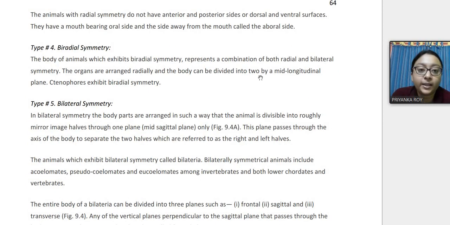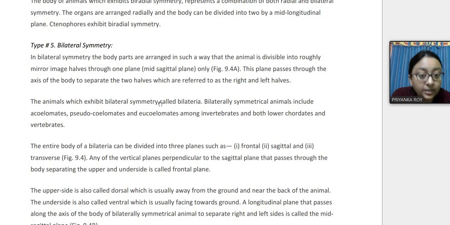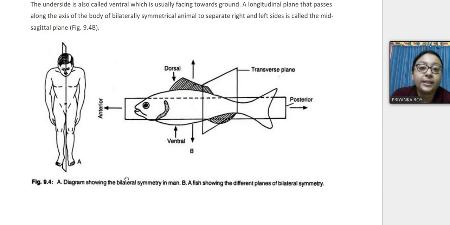Biradial symmetry, like I've already said, is a combination of both radial and bilateral symmetry. And bilateral symmetry, like I was saying, has been shown like this here. When we cut like this, then we can get two exactly equal, mirror images of each other halves, then we call it bilateral symmetry. And these terms, like I was saying, are already there: anterior, posterior, dorsal, ventral. And this kind of plane is known as a transverse plane, and that will not cut the fish into two equal halves. So these are the different types of symmetry.